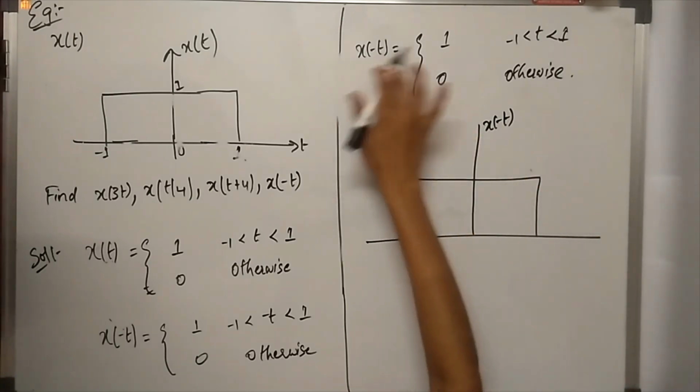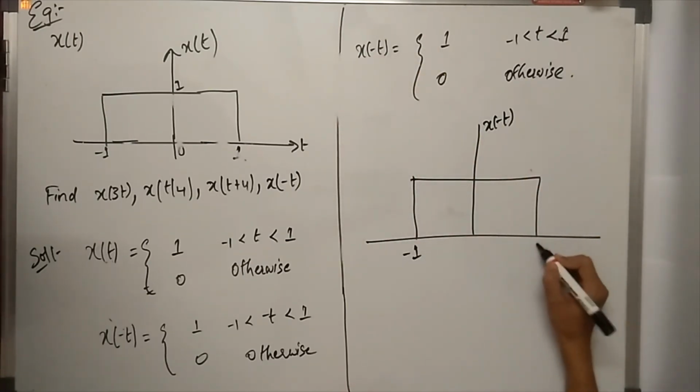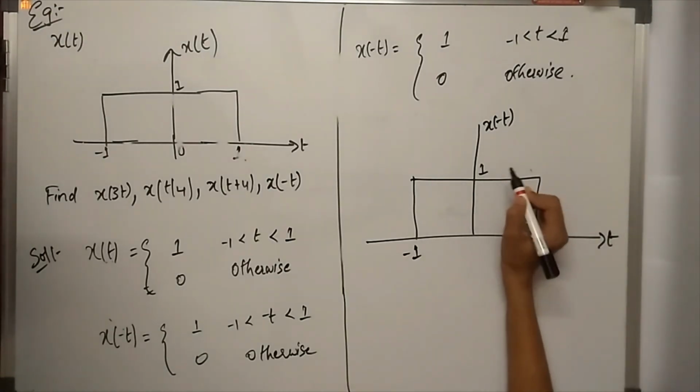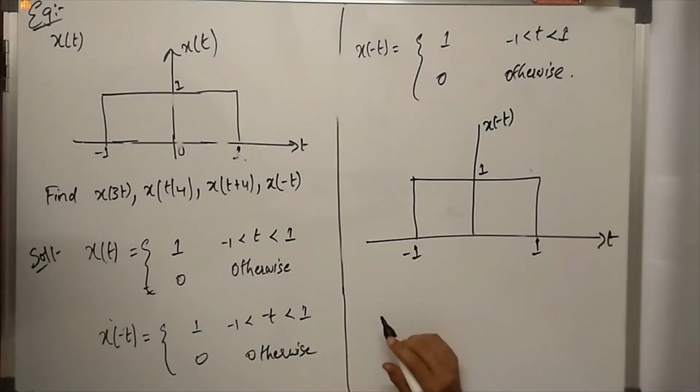I'm plotting the signal x of minus t. This is minus 1 to plus 1. This is x of t, so this is equal to 1. I hope this example is clear to understand the signal transformations. We will also take one more example in the next section to understand it more clearly.